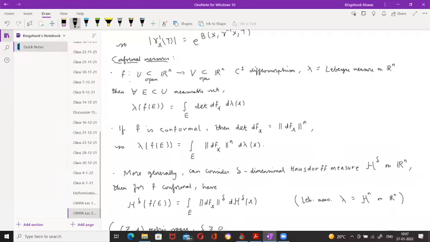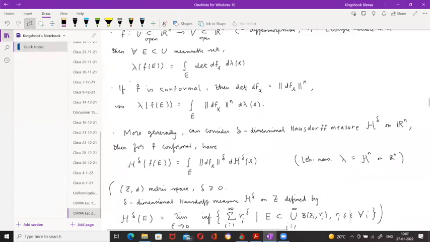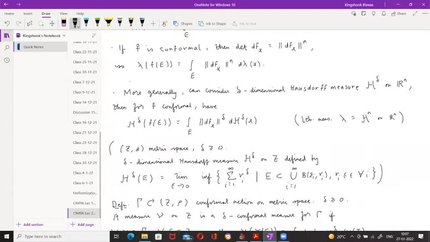But more generally, we can consider what is called the delta dimensional Hausdorff measure, H delta on Rn. It turns out for the Hausdorff measure, if F is conformal, then H delta of F of E will be the integral over E of norm dfx power delta dH delta of x. So instead of power n, it will be power delta. Lebesgue measure is a special case of this Hausdorff measure. Lebesgue measure lambda is Hn on Rn, the n-dimensional Hausdorff measure.